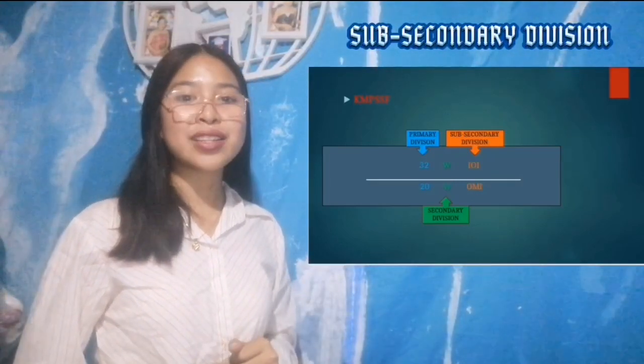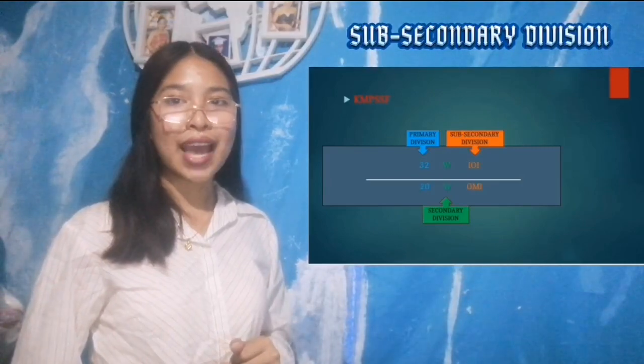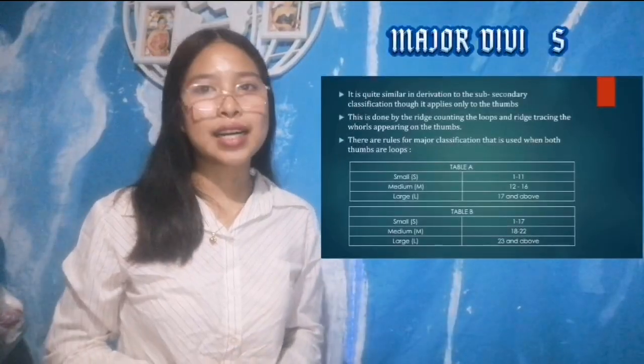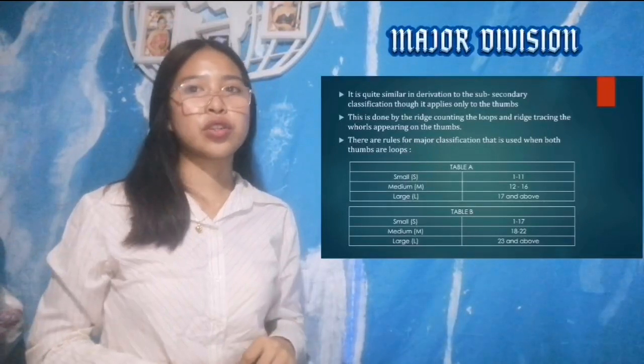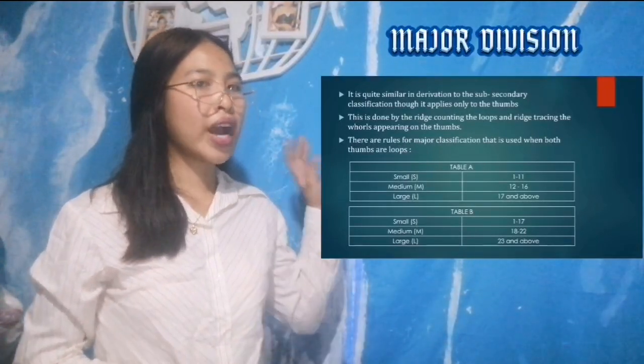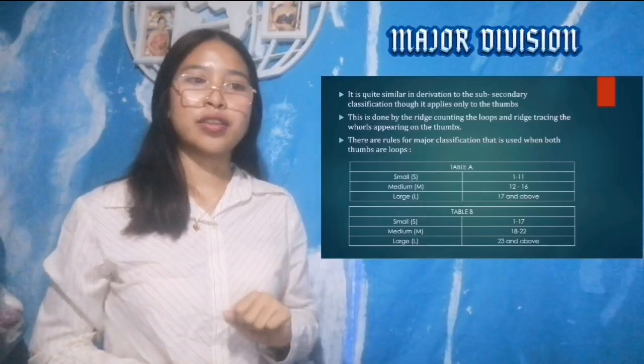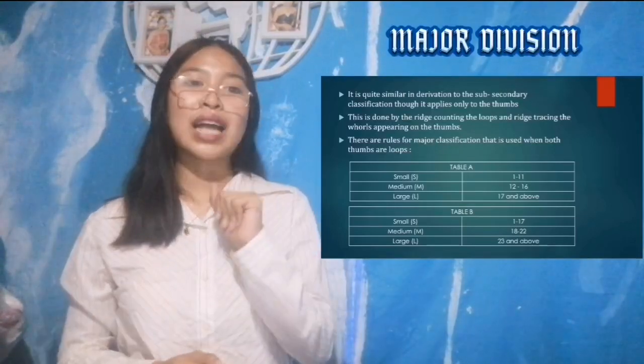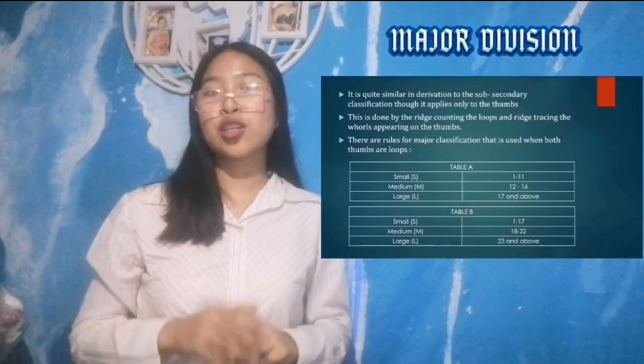After completing this sub-secondary division, this is how it looks, still following the KMPPSFF pattern. Now we have done the three classifications. Next, we have the major division. It is quite similar to sub-secondary, though it applies to the thumbs only.